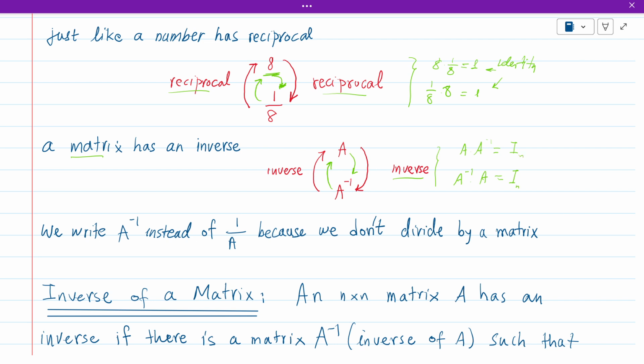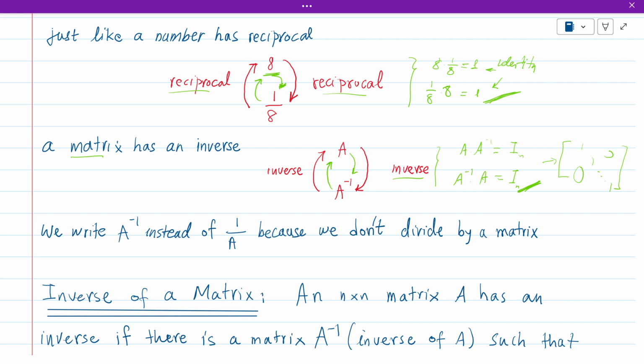Now, 1 is the identity number for multiplication in real numbers, and the identity matrix is the identity for matrices. And you know the identity matrix is what? It is a matrix where you have 1 in the diagonal and the rest of the numbers are 0. So you'll get this matrix for the inverse.